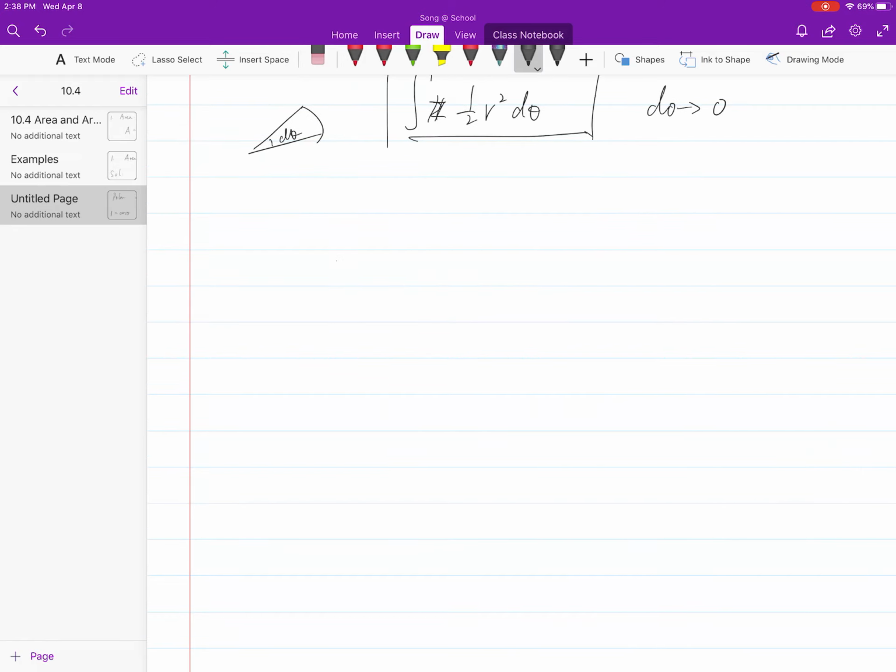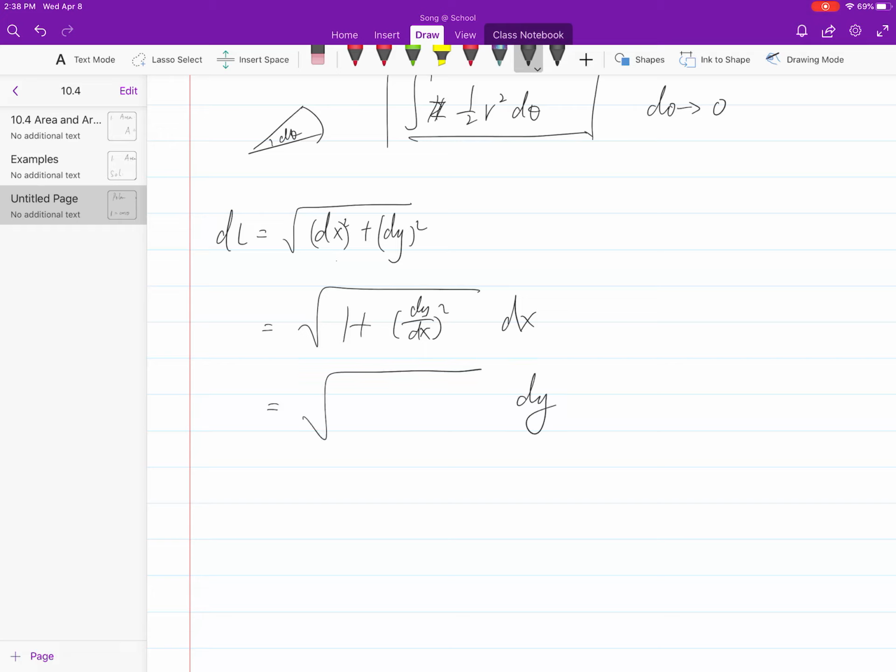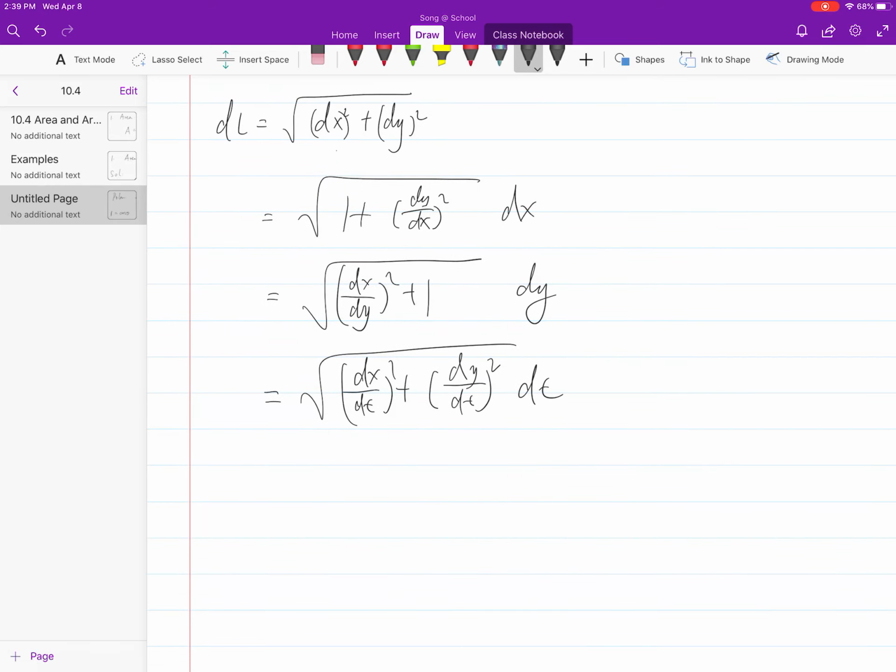Now, how do we do this? Well, the first thing we know is this one equals dx squared plus dy squared, remember? Going from here, if you want to do dx, we do 1 plus dy over dx. If you do dy, we do dx over dy squared plus 1. If you want to do dt, we just divide by dt squared, which gave you this.